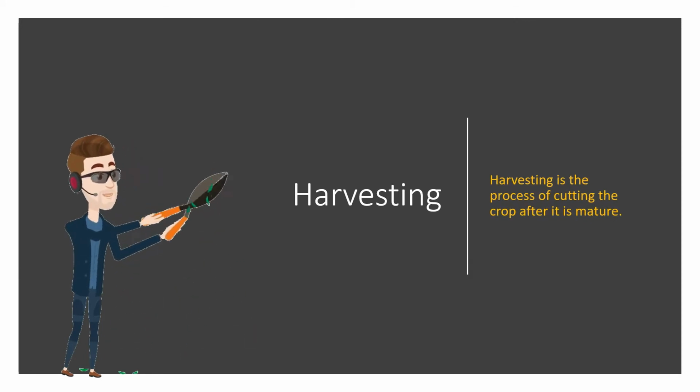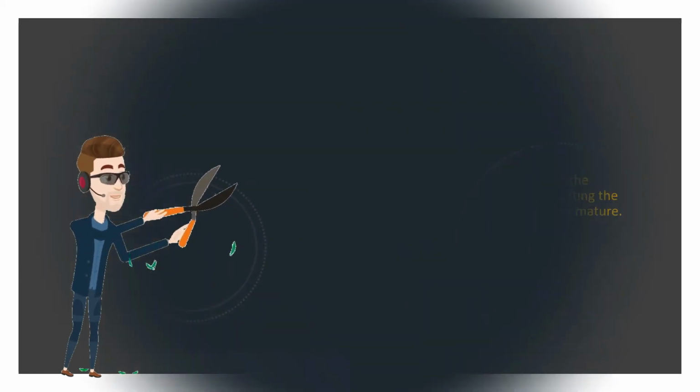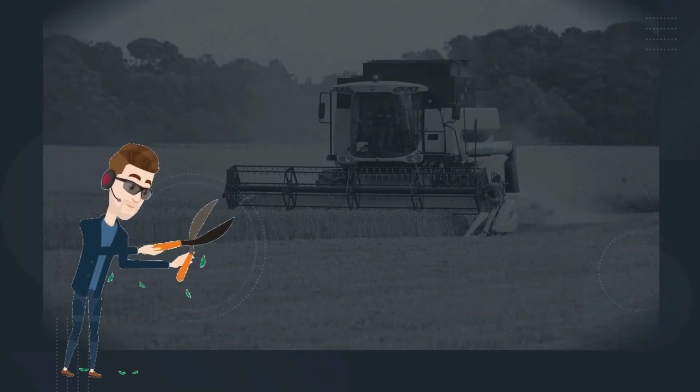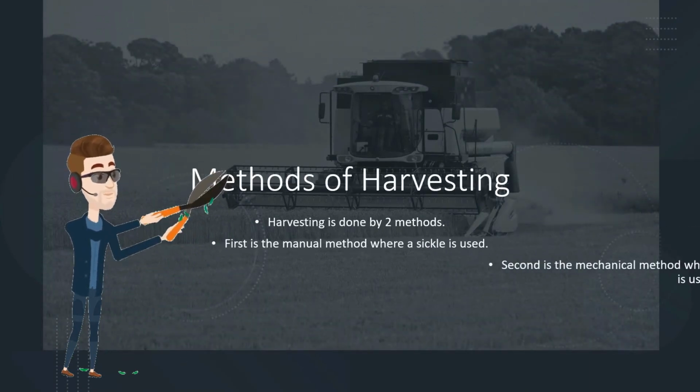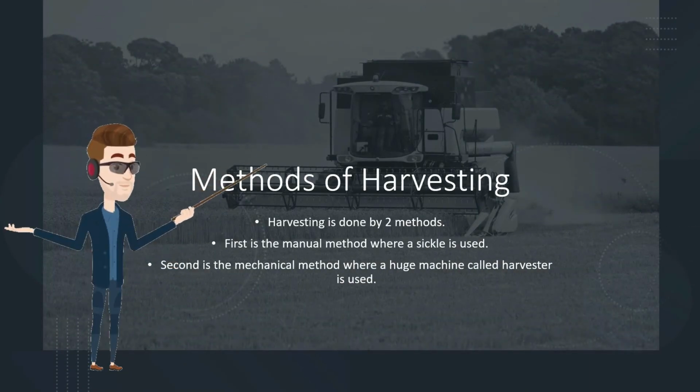Harvesting. Harvesting is the process of cutting the crop after it is mature. Methods of harvesting. Harvesting is done by two methods. First is the manual method where a sickle is used. Second is the mechanical method where a huge machine called harvester is used.